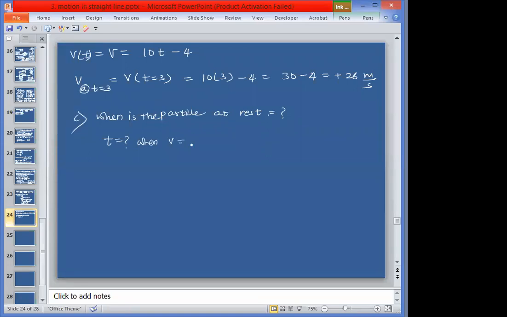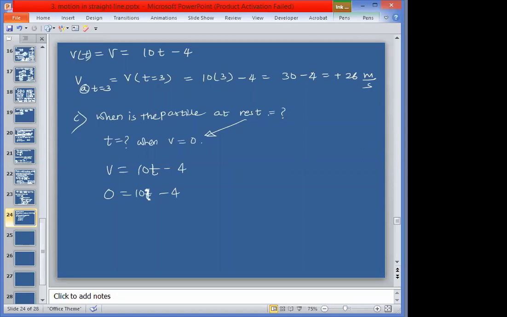That means its velocity is 0, child. Particle at rest means velocity 0. When the velocity is 0, that time is equal to what? What is the formula of velocity? Sir, 10t minus 4. Okay. You know the value of velocity and you are asked the value of time. Particle is at rest. Rest means velocity will be 0. So put here 0.